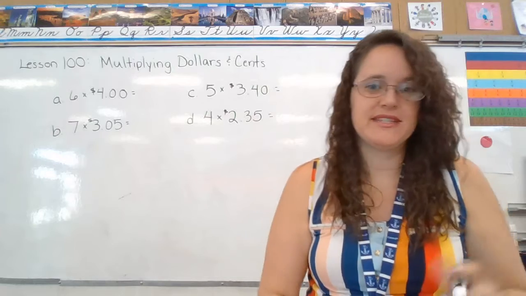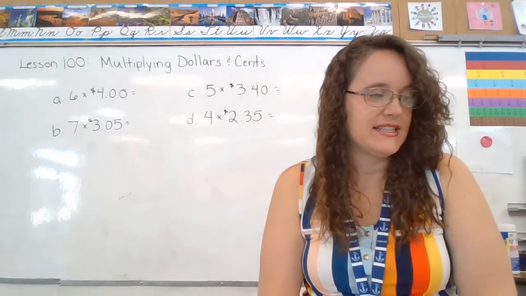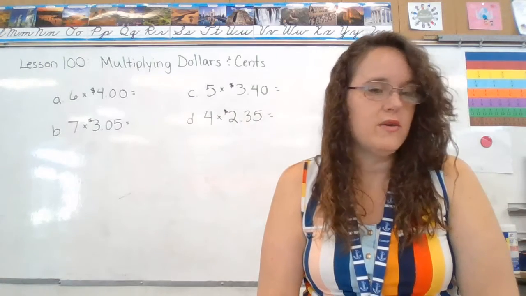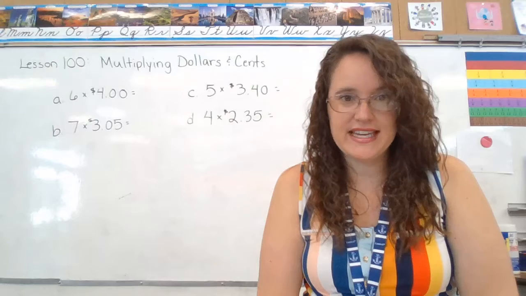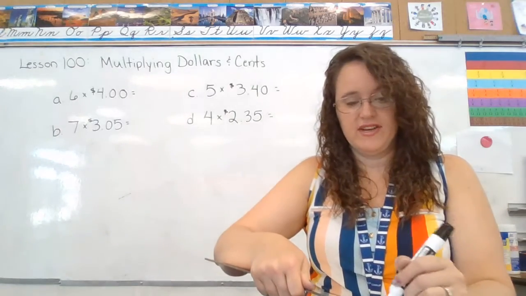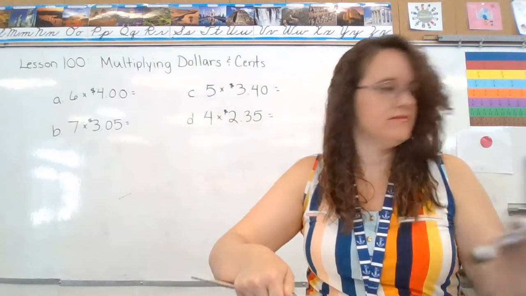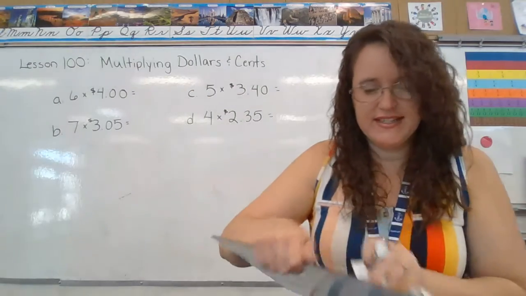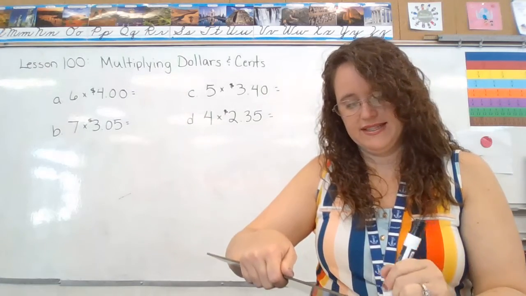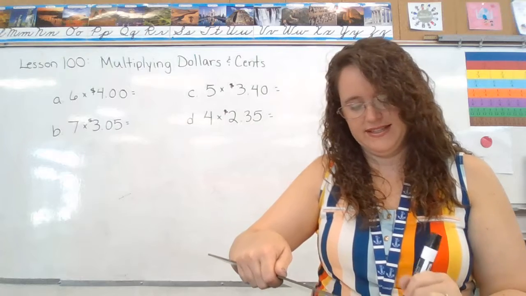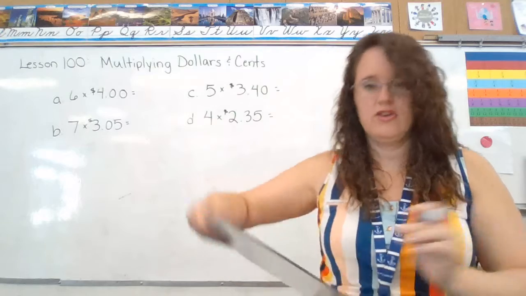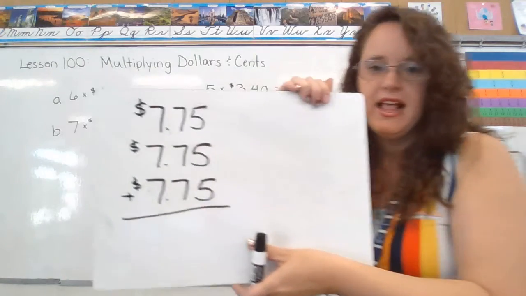So our first example says Sergio bought 3 tickets to the movie for $7.75 each. What was the total price of the 3 tickets? So what we've done in the past is we've said, okay, 3 tickets, let's do 775 plus 775 plus 775. And you guys would be able to answer the problem like this.